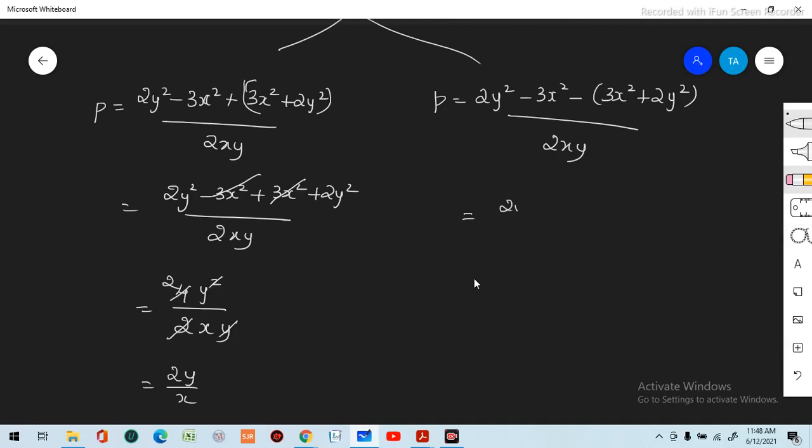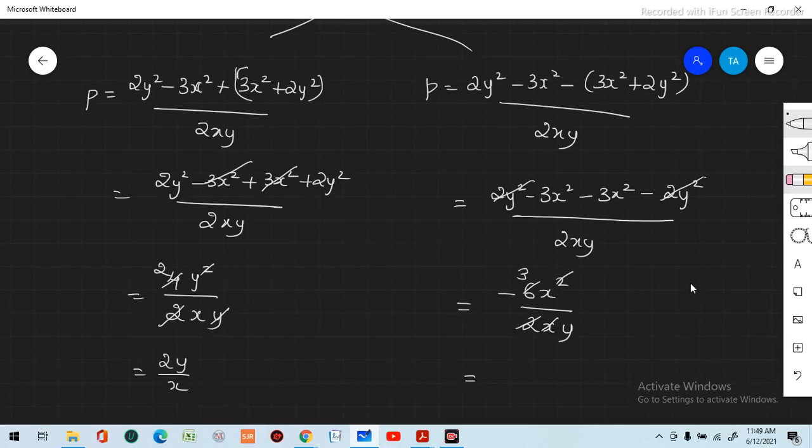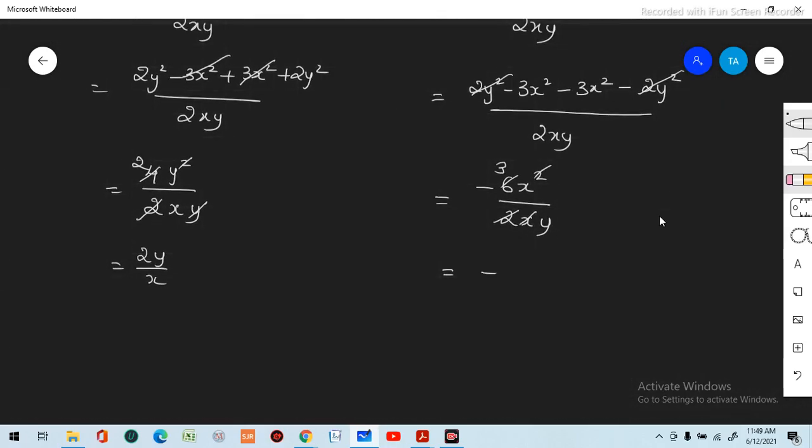This is 2y² minus 3x² minus of plus minus 3x² plus 2y², all divided by 2xy. Now 2y² minus 2y² will get cancelled, so I'll be remaining with 6x² divided by 2xy. So what can be cancelled? 2 ones are 2, threes are 3, x with the square. What are the remaining terms now? Minus 3x by y. Minus 3x by y.